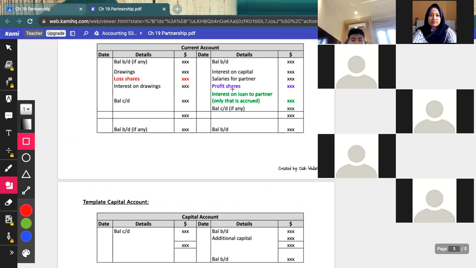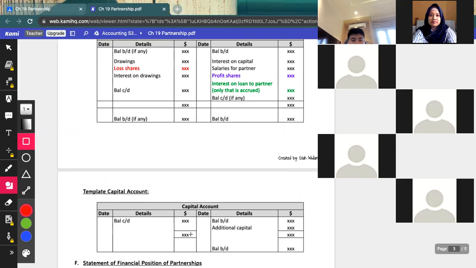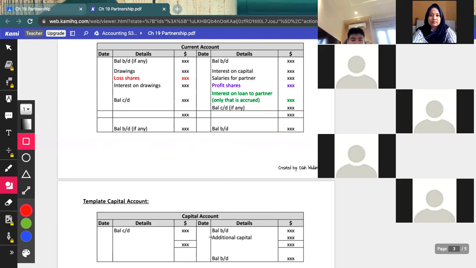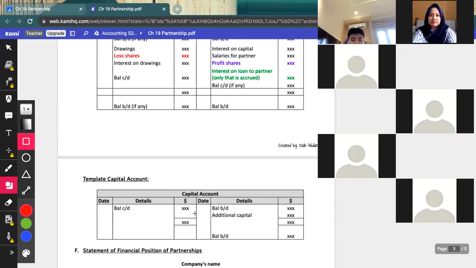Now, if we put all of these changes that usually happen yearly inside the capital account, it is impossible for us to know the original amount of investment given by the partners to the partnership, because it has already been affected by profit shares and drawings yearly. So it is no longer purely how much investment was made to the business. That is why in partnership, the current account is separated from the capital account, and the capital account is only for how much money is invested in the business.